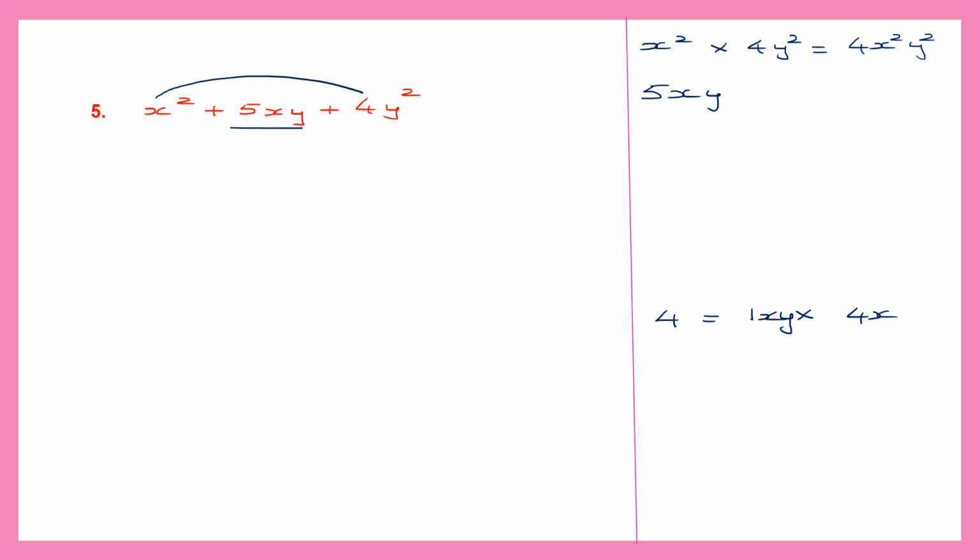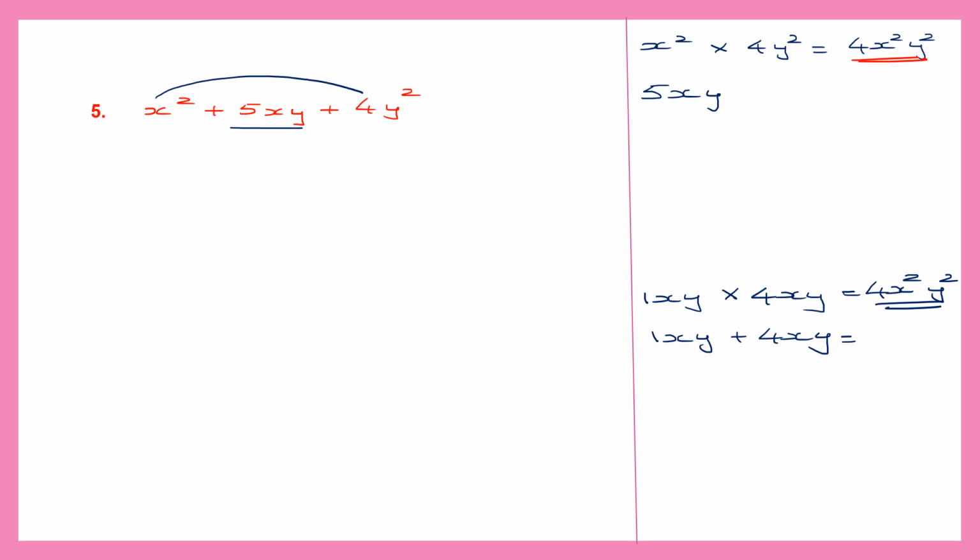If I have a y here and a y here, it makes it y square. So if I have these two terms 1xy and 4xy, when I multiply, what will I get? 1 into 4 is 4, x into x is x square, y into y is y square. So I have got this, which is the same as this. Now when I add these two, that is 1xy plus 4xy, what will I get? 1 plus 4 is 5, 5xy, and this is the same as this.